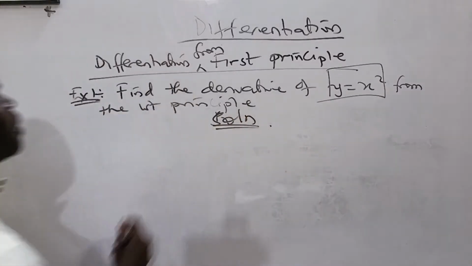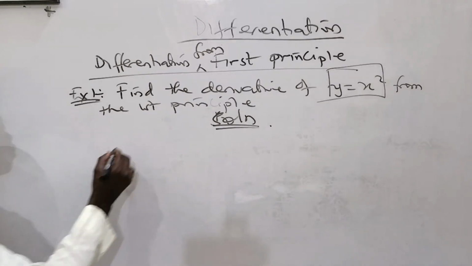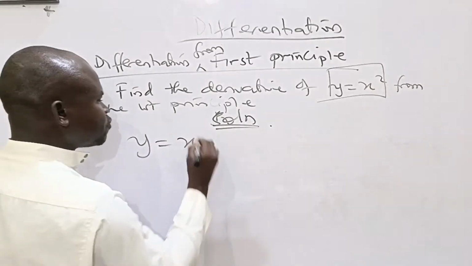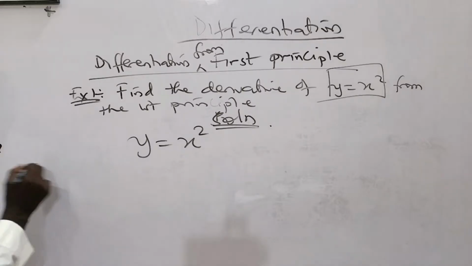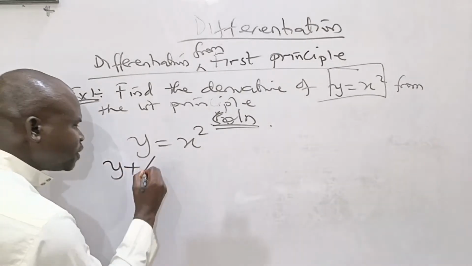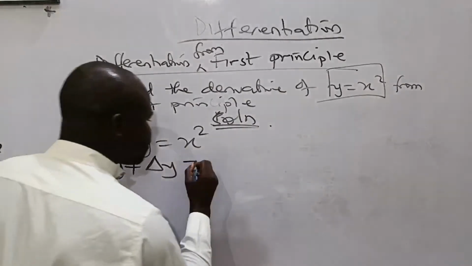So if you have to differentiate from the first principle, what do we do? Now just look at the board. It's very simple. In this case, y equals x squared. So how do I differentiate this from the first principle? That is what we are asked to do. Just look at the board. Wherever you have y, you are going to add delta y to it.